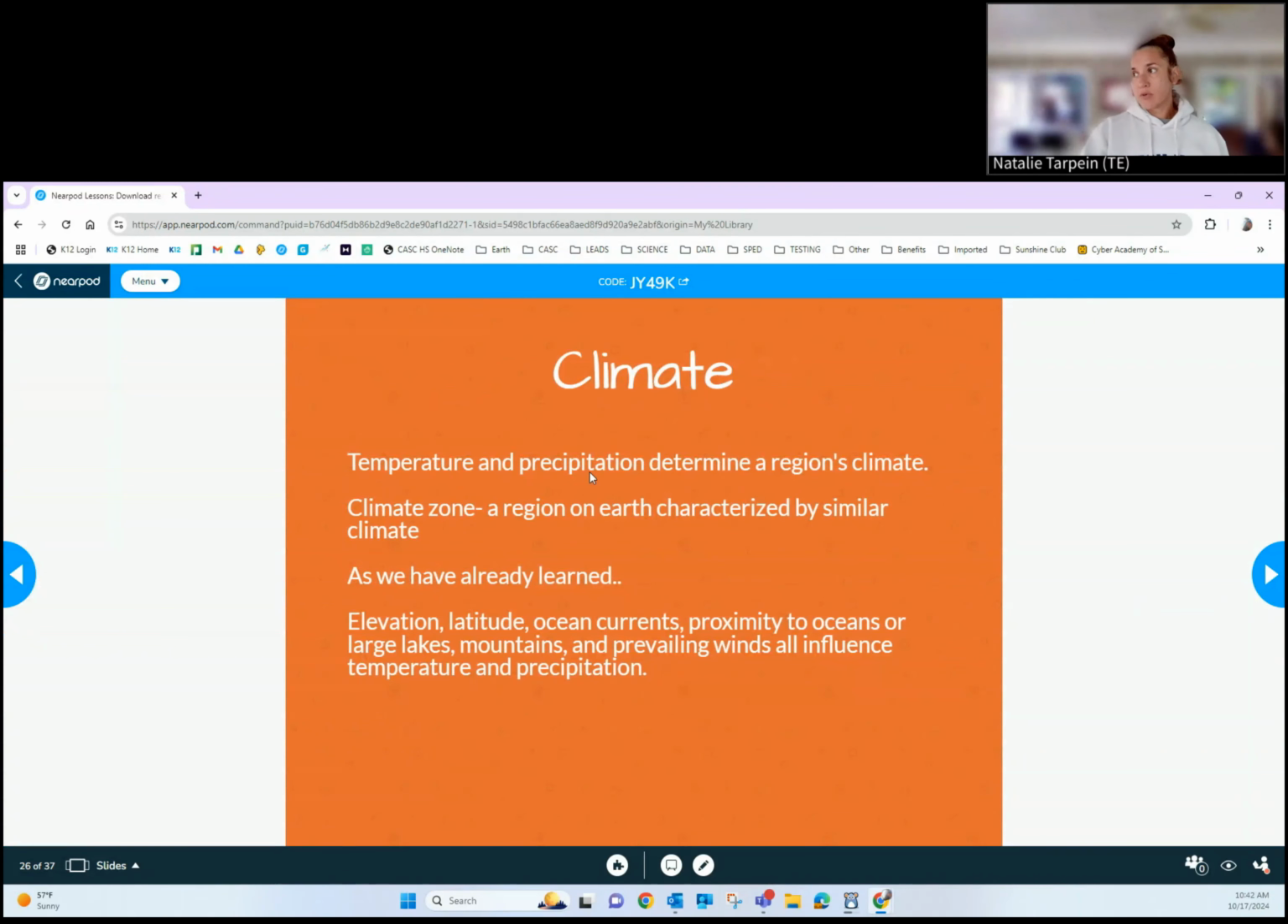So again, temperature and precipitation, big things that determine a region's climate. There are climate zones or regions on Earth characterized by similar climates. We've already learned about them, or we're going to look at them, but as we've already learned, elevation, latitude, ocean currents, proximity to oceans or large lakes, mountains, and prevailing winds all influence temperature and precipitation. So these are your more minor-ish factors that influence the big ones, temperature and precipitation, that all determine a region's climate.